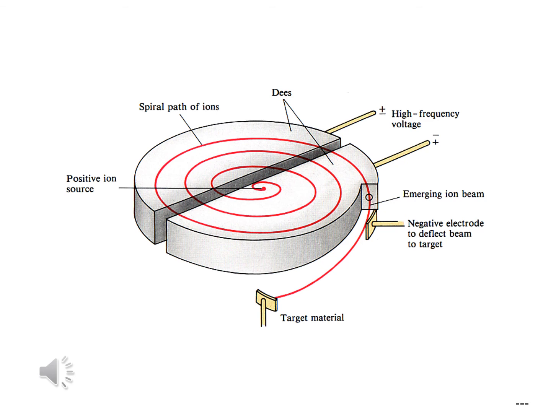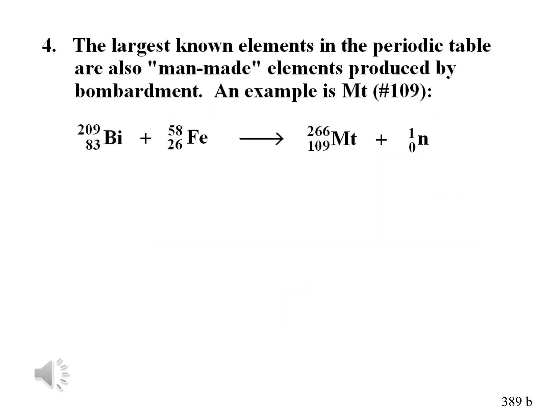There are elements bigger than Meitnerium 109, but I showed the reaction they said they used to make Meitnerium in a nuclear reactor. You slam together stable bismuth and stable iron, and it produced a few atoms of element 109.